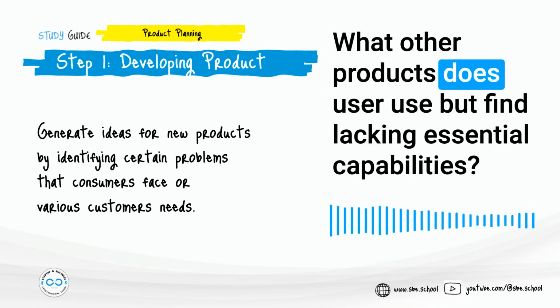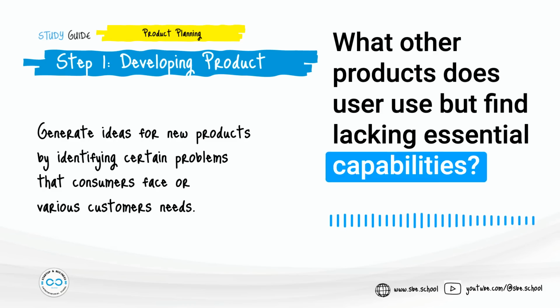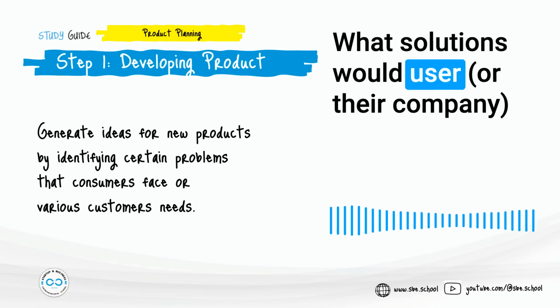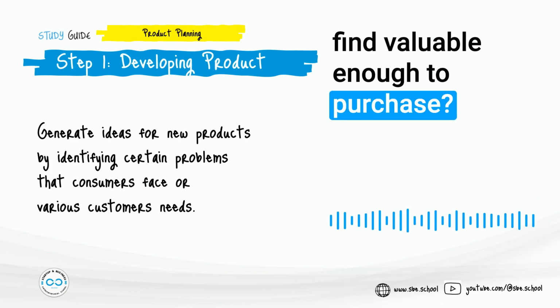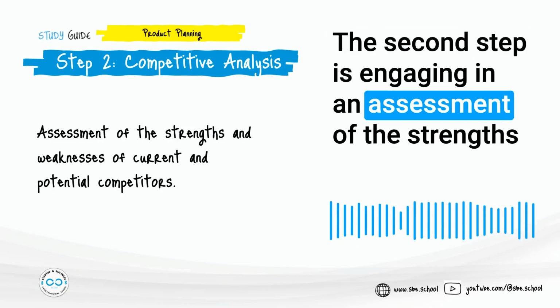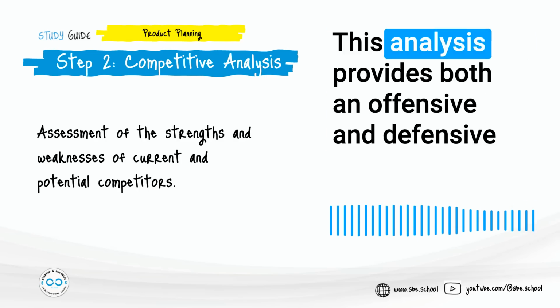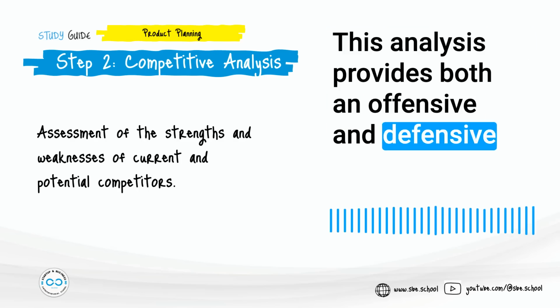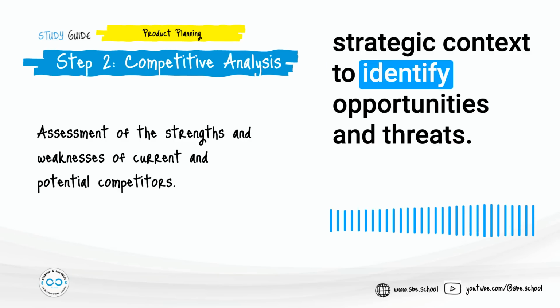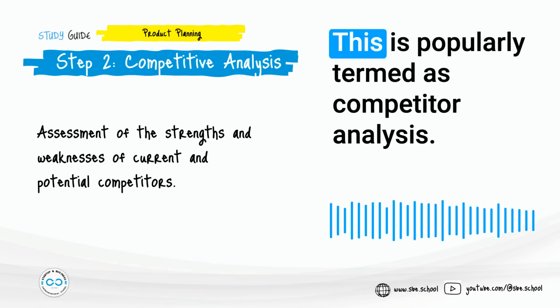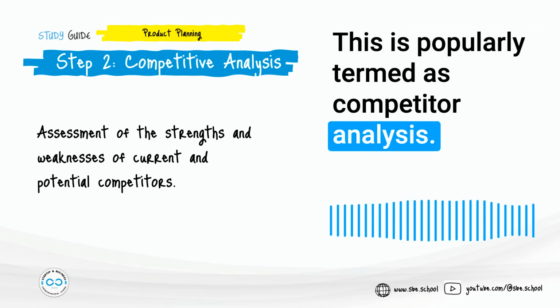What other products does the user use but find lacking essential capabilities? What solutions would the user find valuable enough to purchase? The second step is engaging in an assessment of the strengths and weaknesses of current and potential competitors. This analysis provides both an offensive and defensive strategic context to identify opportunities and threats. This is popularly termed as competitor analysis.